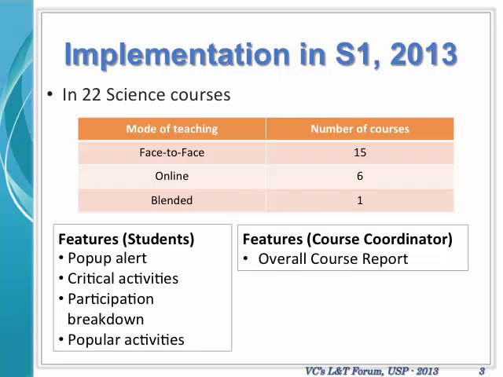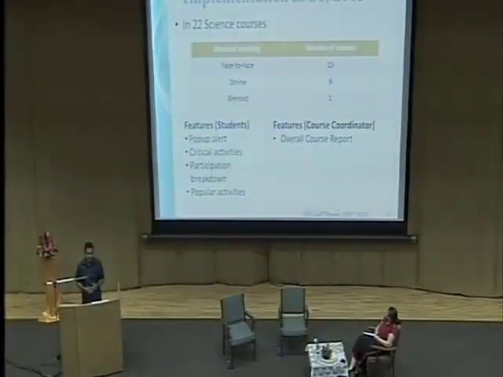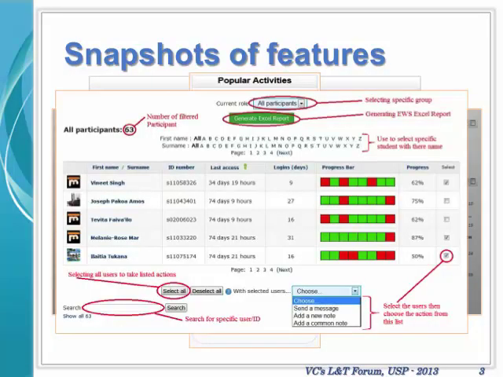And some of the features that were available in the system, we had pop-ups and alerts sent to students, critical activities were identified by course coordinators, and a participation breakdown of their engagement with the system was provided for the course coordinators and the students. We also identified some popular activities, something that most websites do, so that students are actually recommended, okay, these are some very interesting tasks that you can also complete. And the course coordinators were able to generate the overall course report.